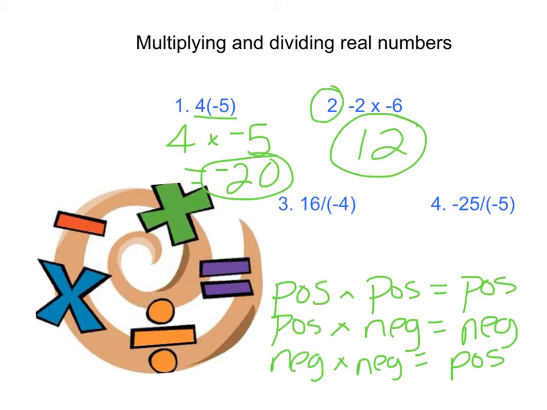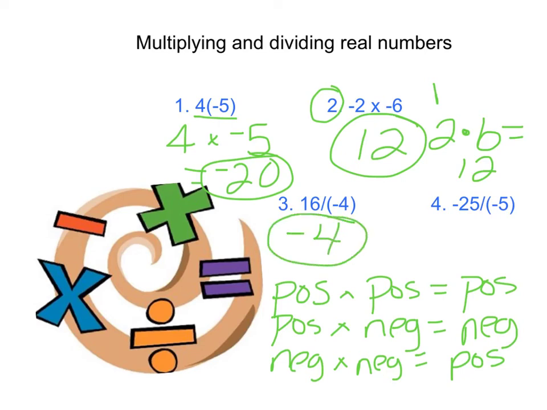Another way that you may see multiplication written is just 2.6, and that would just give me 12 as well. Alright, and division here, we have 16 divided by negative 4. Once again, remember we have a positive divided by a negative. Well, that's right here, positive divided by a negative is going to equal negative. So 16 divided by 4 equals 4, and it's going to be negative 4.